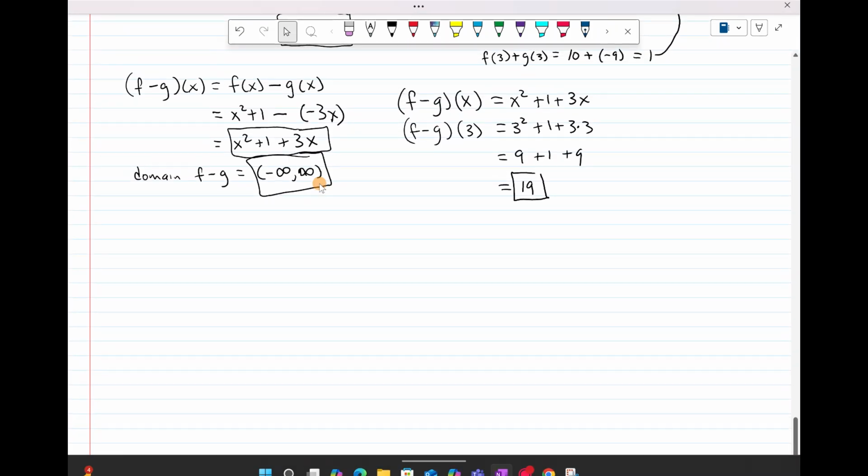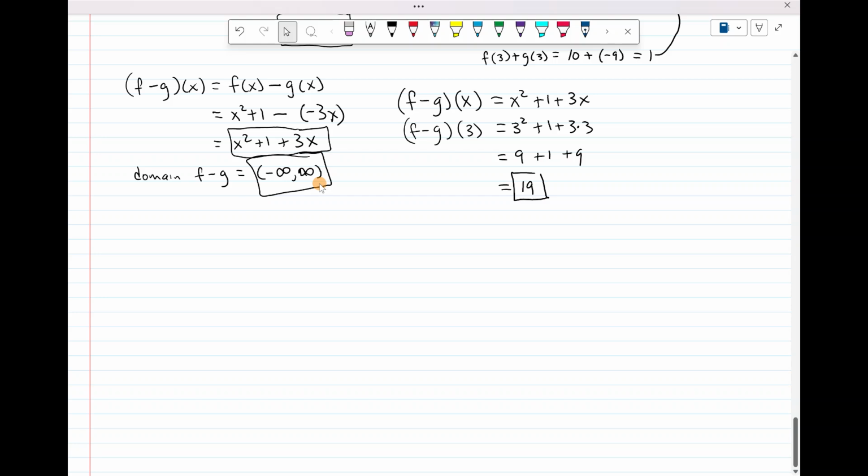So let's find f times g of x. This is going to be equal to f of x times g of x, which is going to be equal to x squared plus 1 times negative 3x. I'm going to put my negative 3x in parentheses, and I'm going to put f of x in parentheses as well.